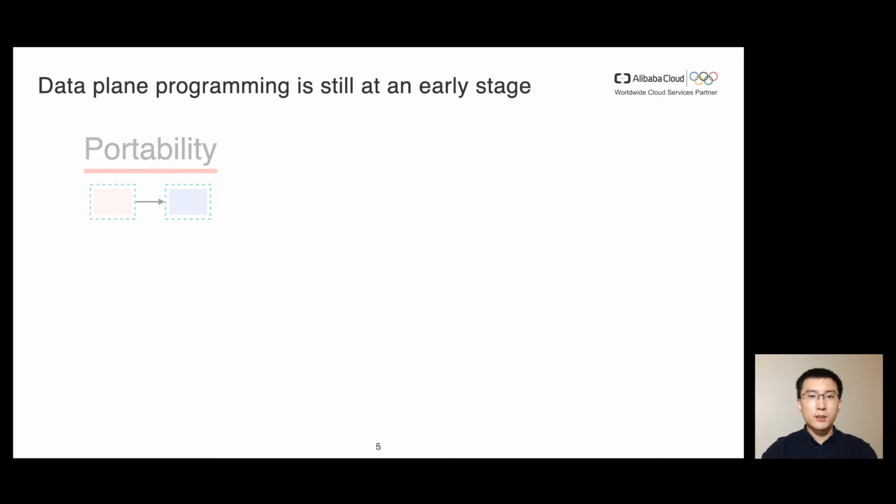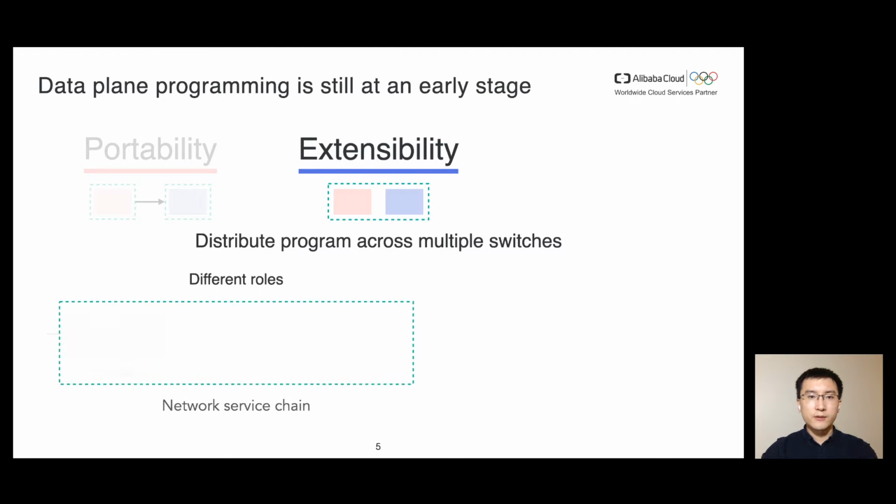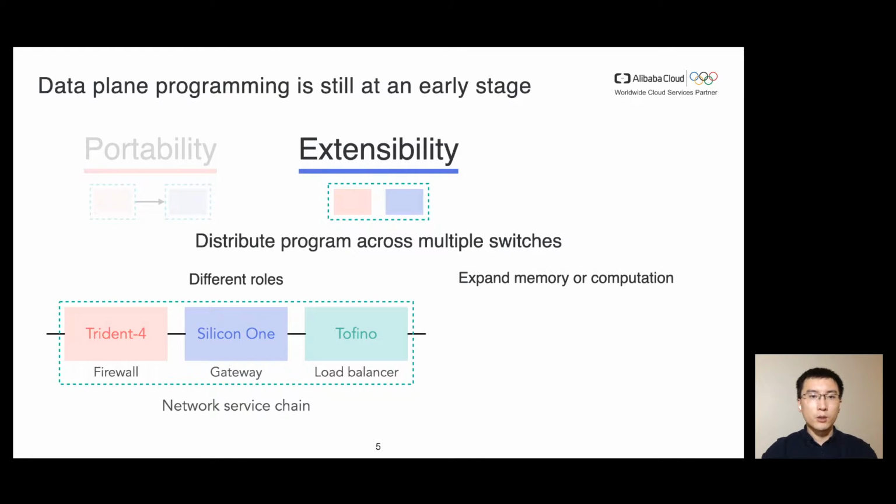The second problem is extensibility, which means distributing a program across multiple switches. Low-level languages focus on programming individual ASICs, while there are data plane programs that need to execute on multiple ASICs in a distributed way. For example, a network service chain may assign different roles to different switches, such as firewall, gateway, and load balancer on each of the switches. On the other hand, applications such as a firewall can also collectively use table resources in multiple switches to accommodate large-scale workloads. Nowadays, programmers have to individually program each switch's data plane.